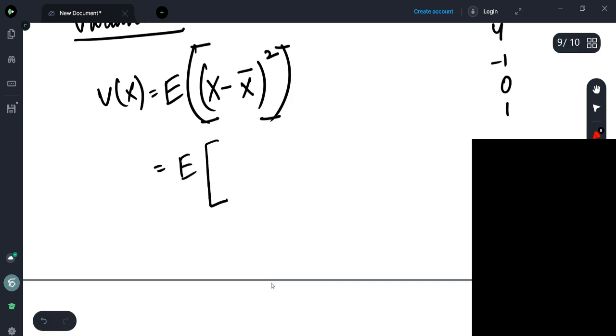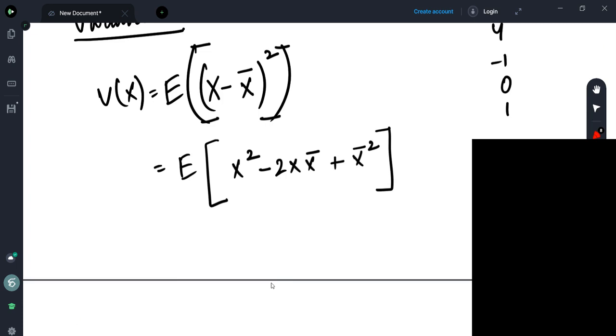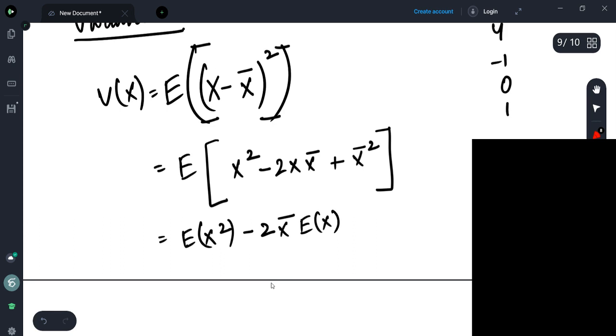So now please expand this. X square minus 2x x bar plus x bar square. Now, what is x bar? Mean. So mean is a constant value. And mean square will also be a constant value. So, expectation of x square minus 2 x bar expectation of x. Now x bar and expectation of x are the same thing.